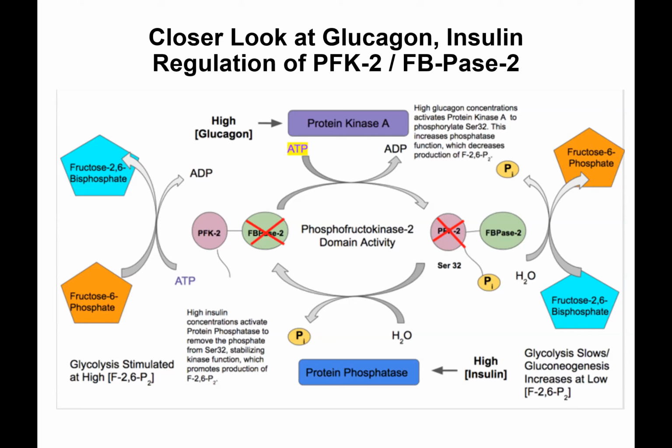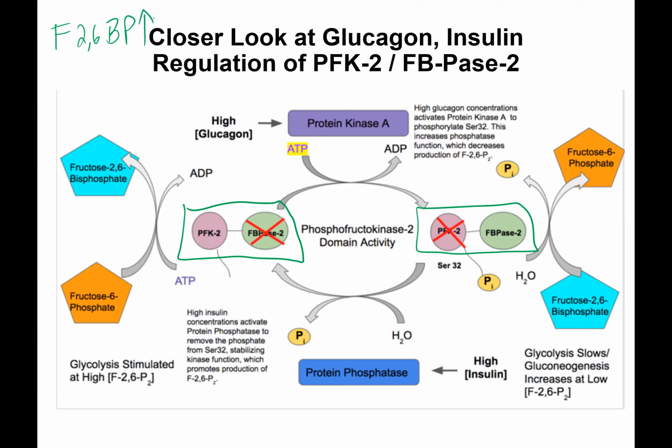But what's interesting in this case, just by way of review, is this bifunctional enzyme that has a PFK2 function and an FBPase function, right? This is a complicated one, so I thought it'd be worth going over a second time since I didn't really do this slide. Now, the overall big picture here is if fructose 2,6-bisphosphate goes up, we activate glycolysis, right?